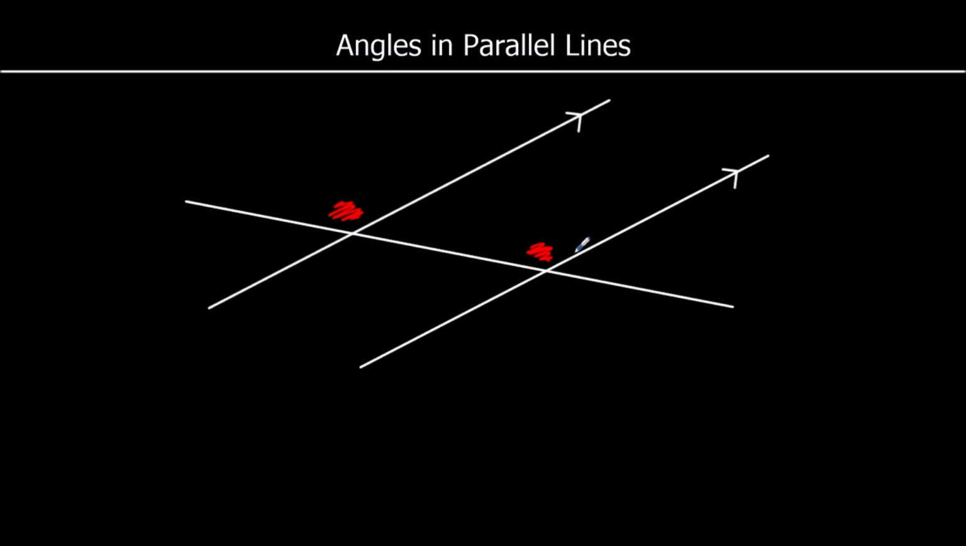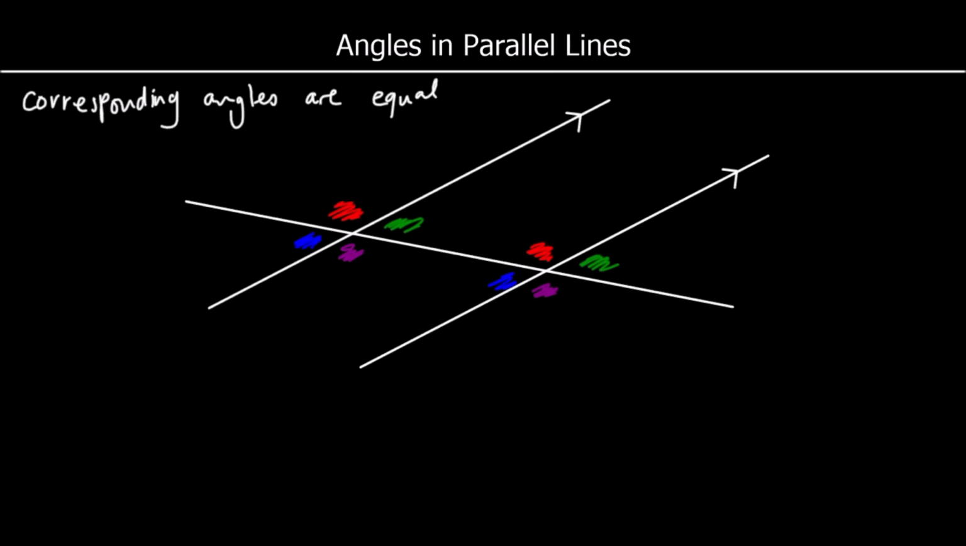And we call them corresponding. So the same angle on the different line is called a corresponding angle. This green angle here and this green angle here are corresponding angles. They are equal. This blue angle here and this blue angle here are corresponding angles. They are equal. And this purple angle here and this purple angle here are also corresponding angles, and they are equal. So we say corresponding angles are equal.